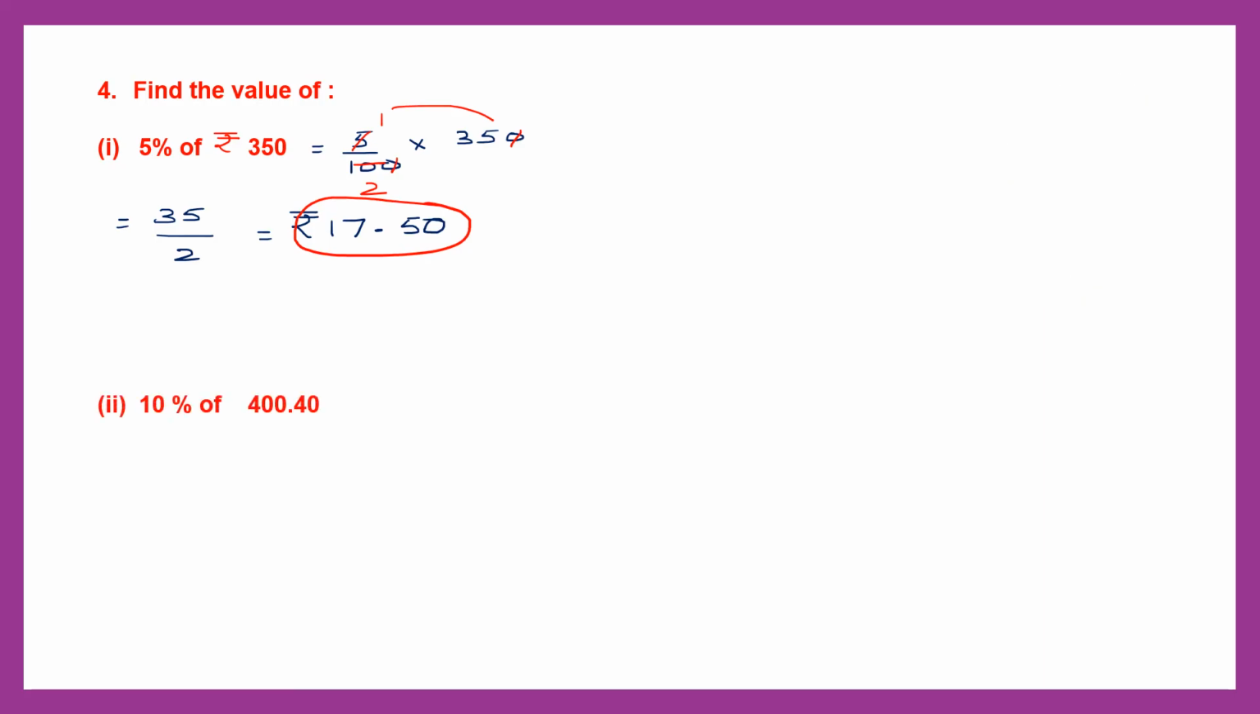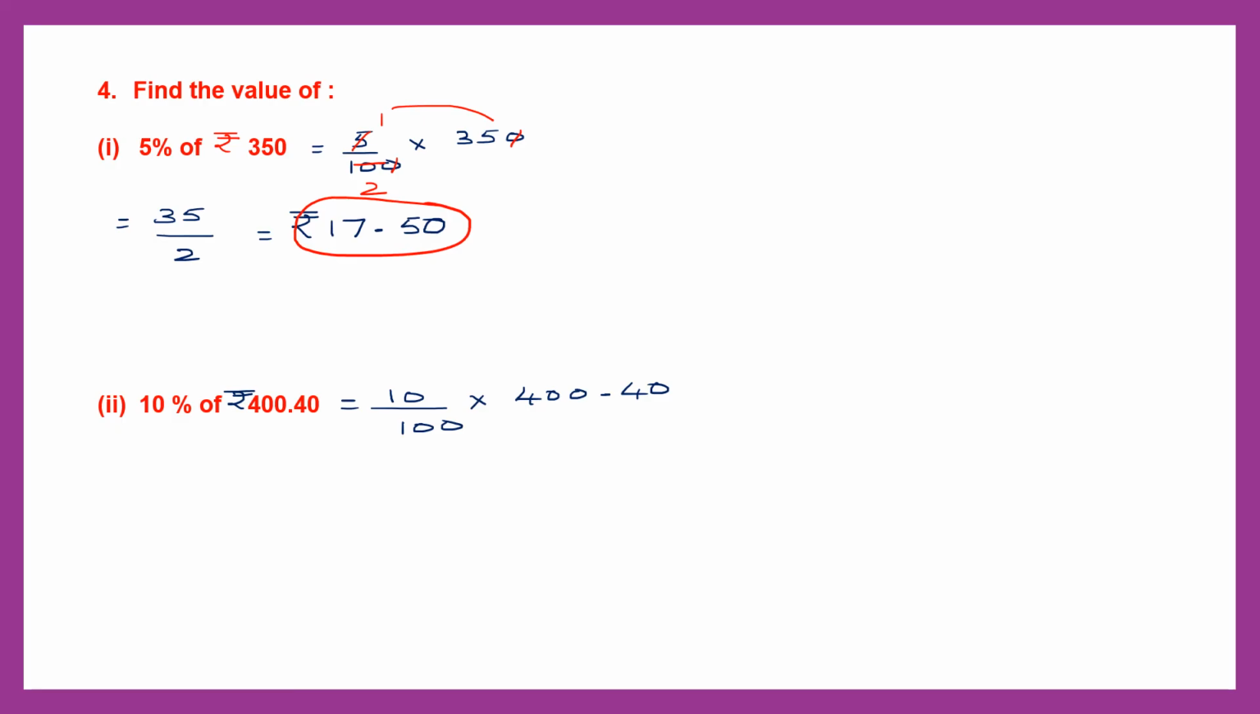Question 2. 10% of 400 rupees 40 paisa. So here also we're going to express this 10%. We're going to find the 10% of 400 rupees. So remember, when the percentage is already given, that means it's by 100. So 10% means 10 by 100. So let's write that. So this becomes 10 by 100 of is into, and the money is 400 rupees 40 paisa.